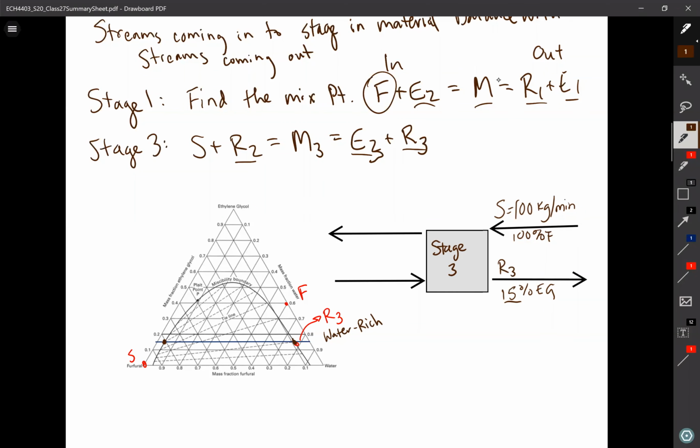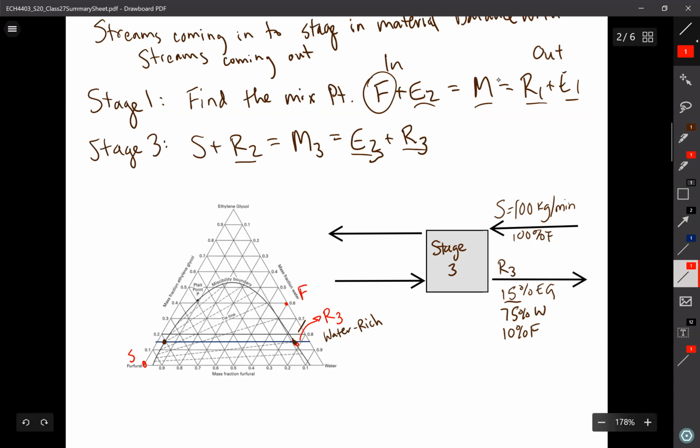So knowing that it's 15% ethylene glycol and that it comes off of a stage allows me to say that it must be in equilibrium, and therefore I can get the other two compositions for this stream. So I could say that it's 75% water, and that would mean that it's about 10% furfural. So not being super careful, just meaning to illustrate this point.